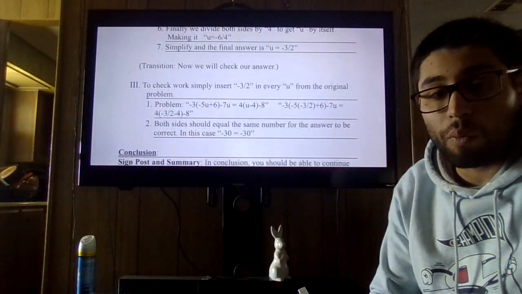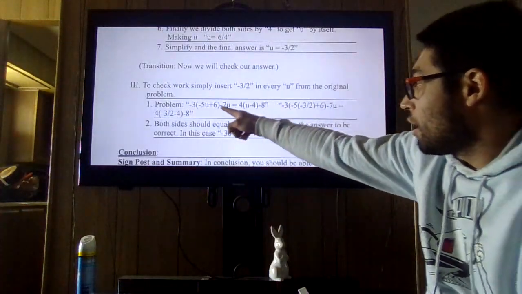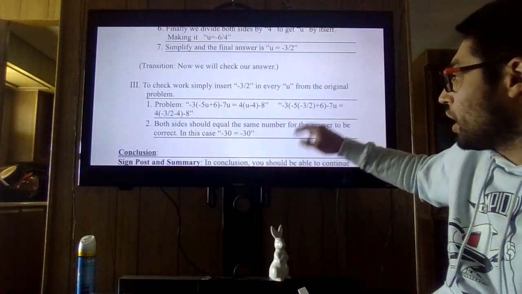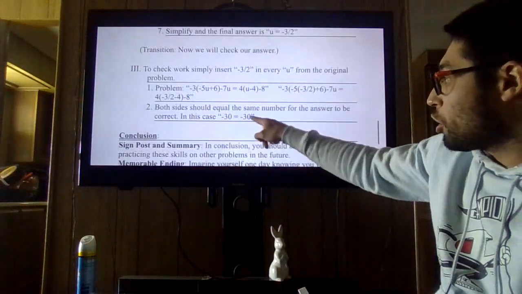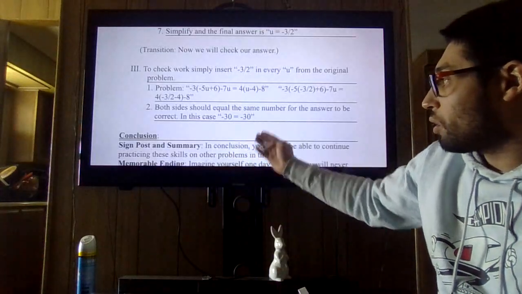Next, we simply check our work to make sure our answer is correct. So we insert the minus 3/2 in every occurrence of the variable, which is u, as you see in the equation here, and both sides of the equation should equal the same number to prove that you are correct. In my case, minus 30 equals minus 30.